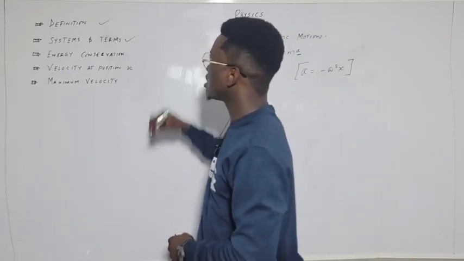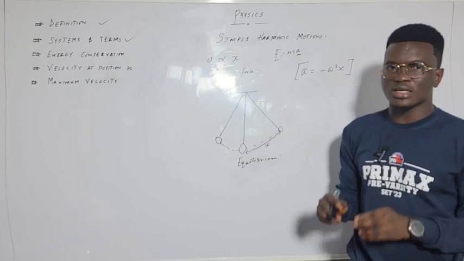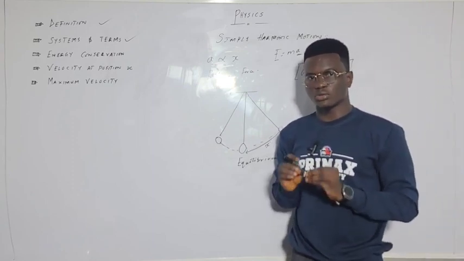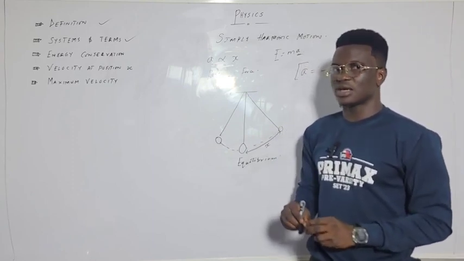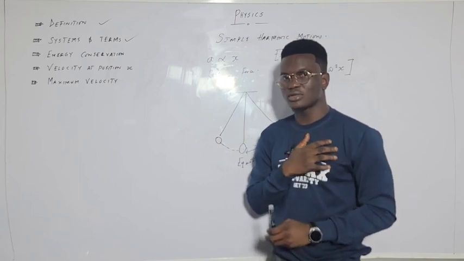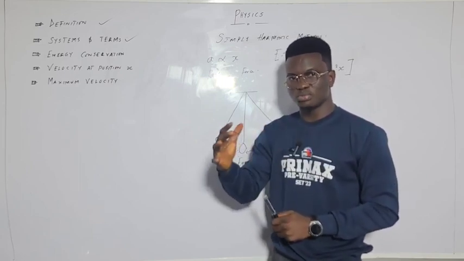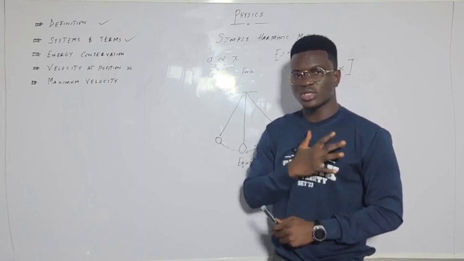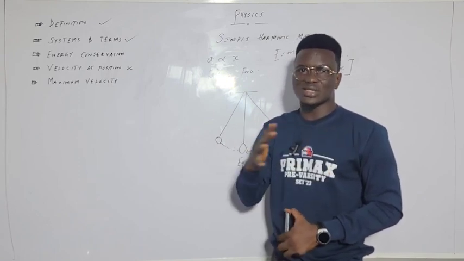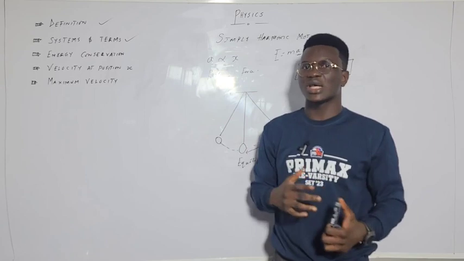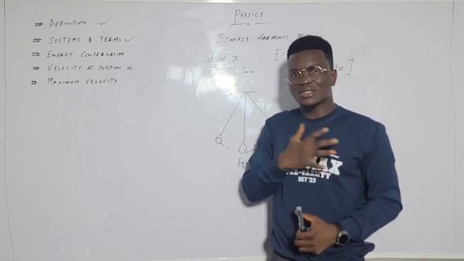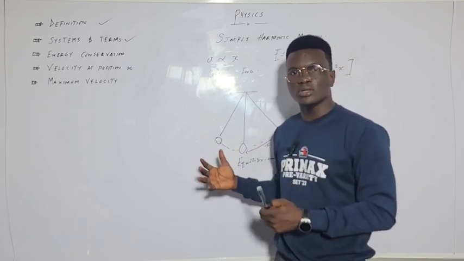Now, what are the systems and terms we use when we are describing simple harmonic motion? There are several systems. You can imagine your heartbeat. It keeps beating periodically. So it continues to complete a circle. And you talk more about that in biology. So your heartbeat also exhibits simple harmonic motion.